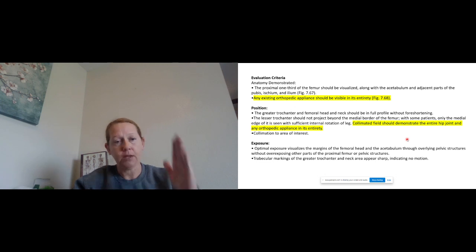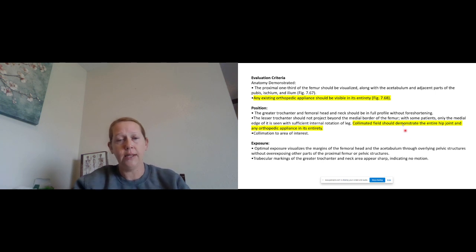Okay. The foot's going to need to be rotated in about 15 to 20 degrees. And this is where I'm going to come out and say I highlighted it. Any existing orthopedic appliance should be visible in its entirety. And the collimated field should demonstrate the entire hip joint and any orthopedic appliance.